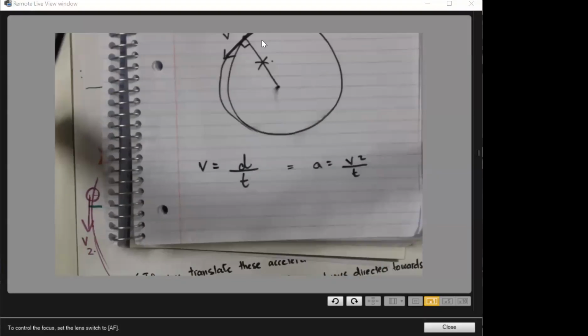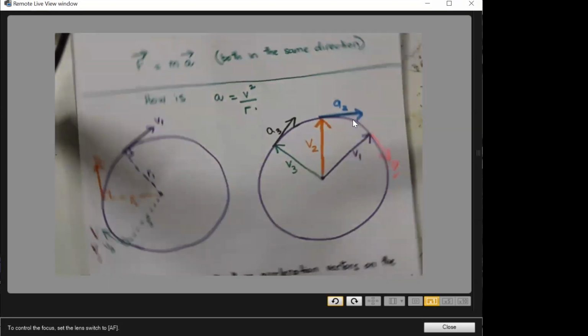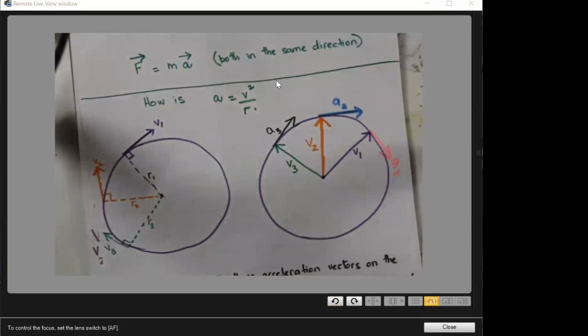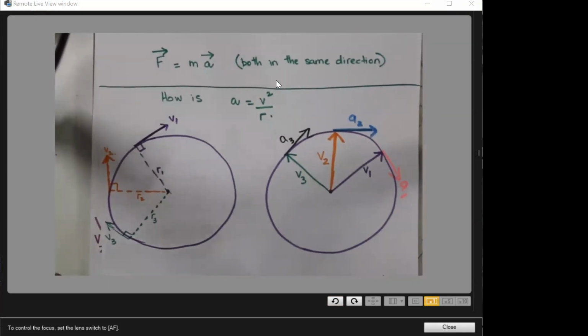Any ideas? I saw a few hands raised. Yes. I think if you decrease the size of the radius, the rate of change of displacement increases because the circle decreases in size. So at any given moment, it's changing direction faster. Okay. Anybody else? Yes, Zainab.